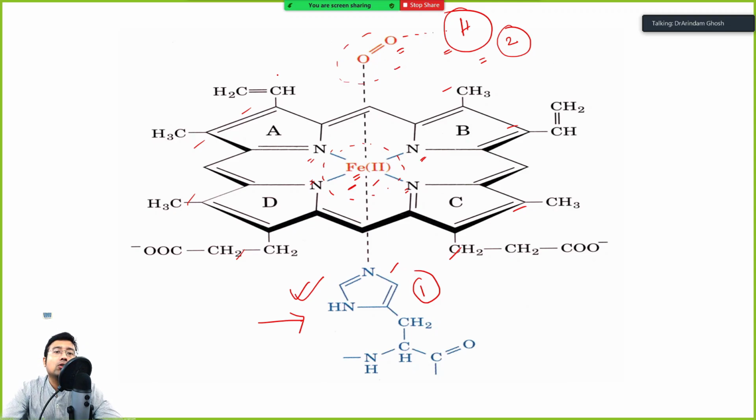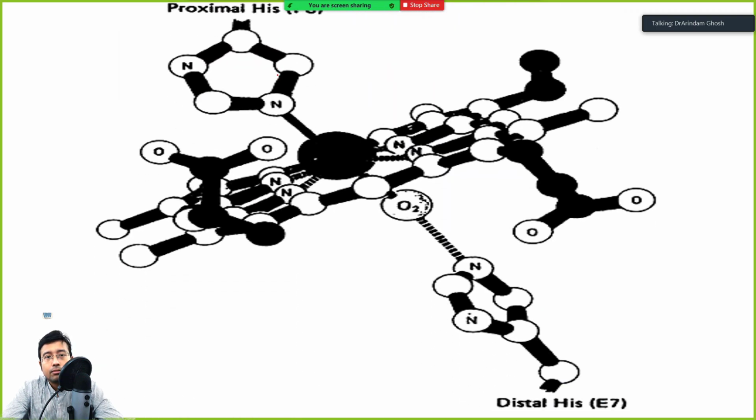Again, let me show you another diagram. See, in this diagram the whole thing has been flipped vertically. So this one is the proximal histidine. It is attached to the iron. This big molecule is the iron. This iron is attached to oxygen, and this oxygen is attached to the distal histidine. So this concept should be very clear.